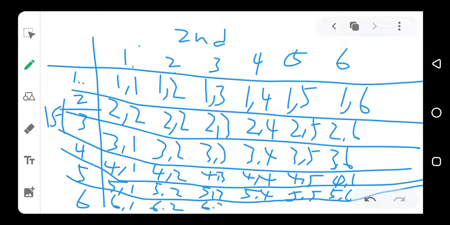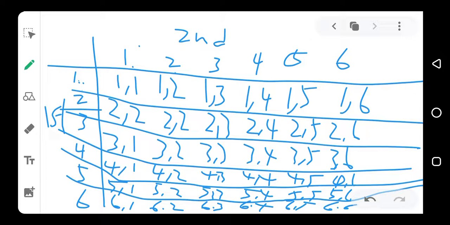3, 6 4, 6 5, and then 6 6. Okay, so we have 6 6. Okay, so this represents the probability table when two dice are rolled together.